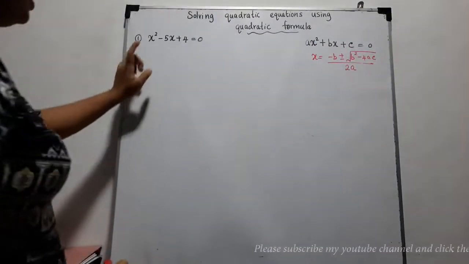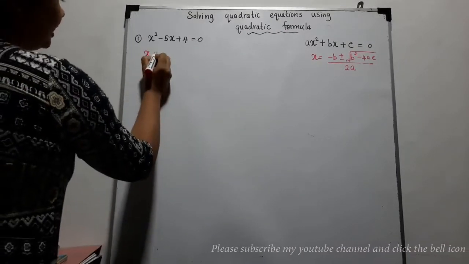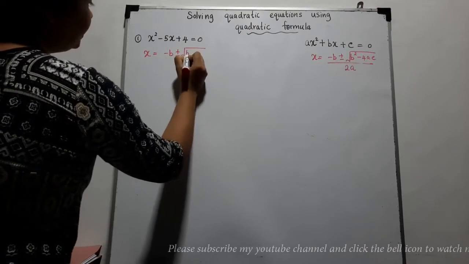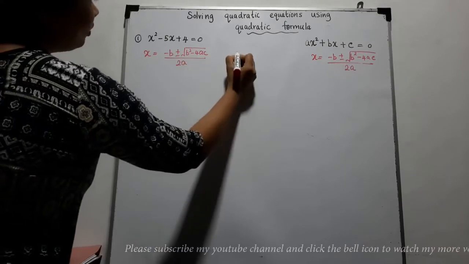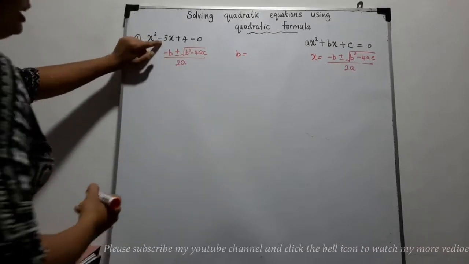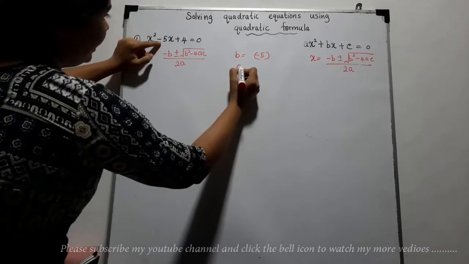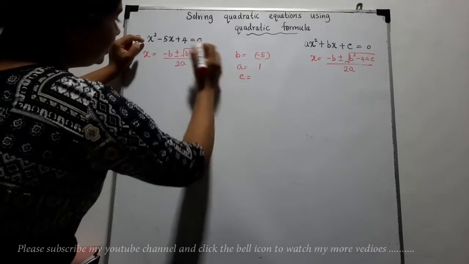Now we are going to solve that quadratic equation using the formula. Let's write the formula first. x equals minus b plus or minus root b squared minus 4ac, over 2a. Then what is b? Here b is negative 5. We have to take it with the sign. Then a, what is a? a is 1. c is 4.